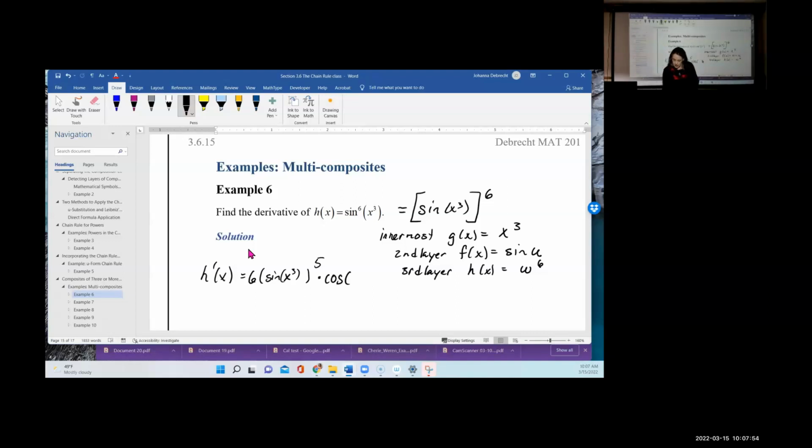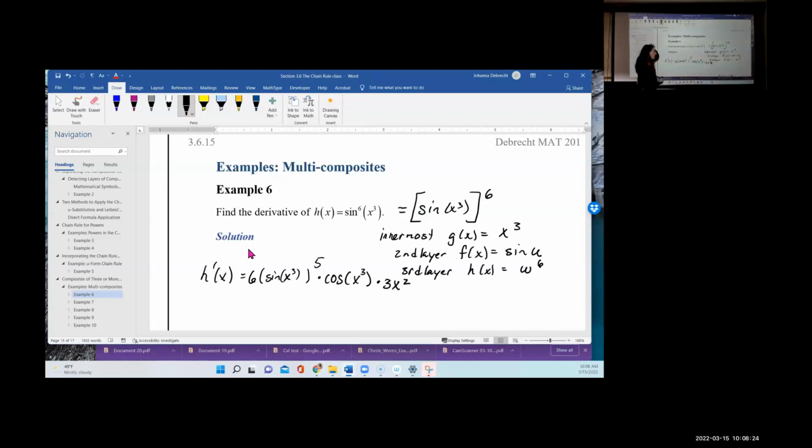What's inside the cosine should be exactly what was inside sine. That won't change. It stays x cubed. Then we multiply by the derivative of what was inside cosine. So each time we take the derivative of the outside, we freeze the inside, and then we multiply by the derivative of the inside. All right? So the derivative of x cubed gives us 3x squared.